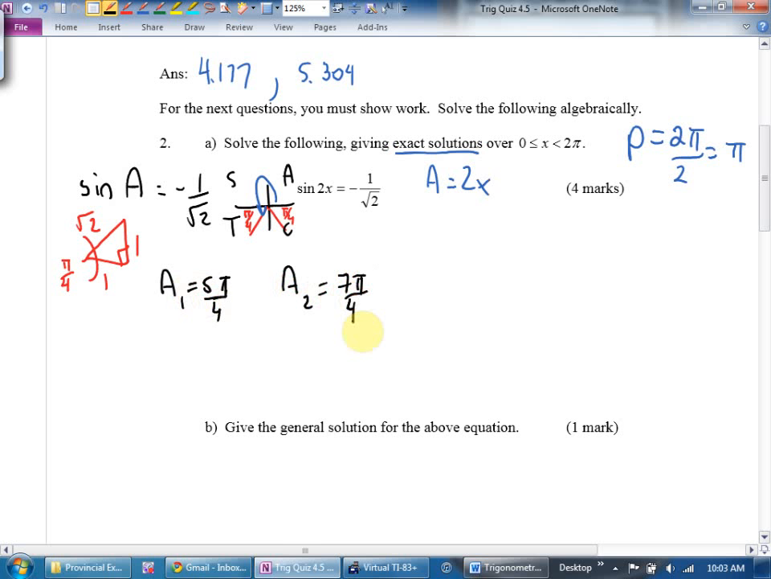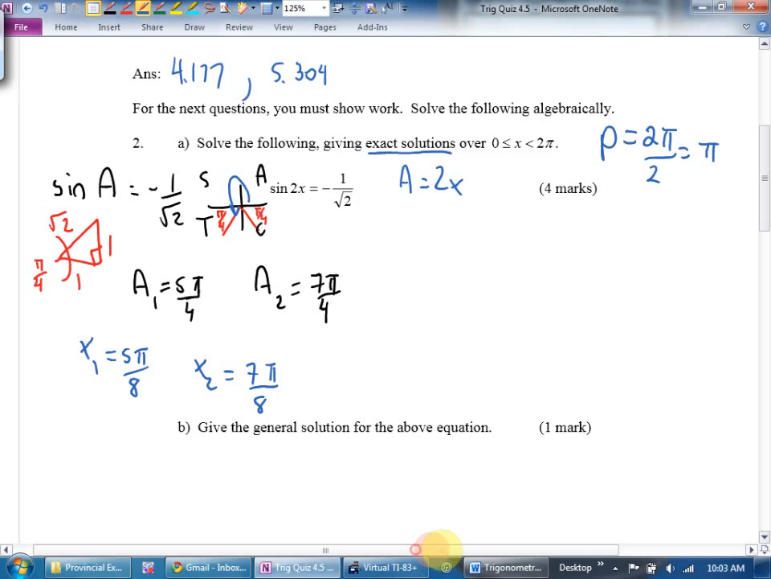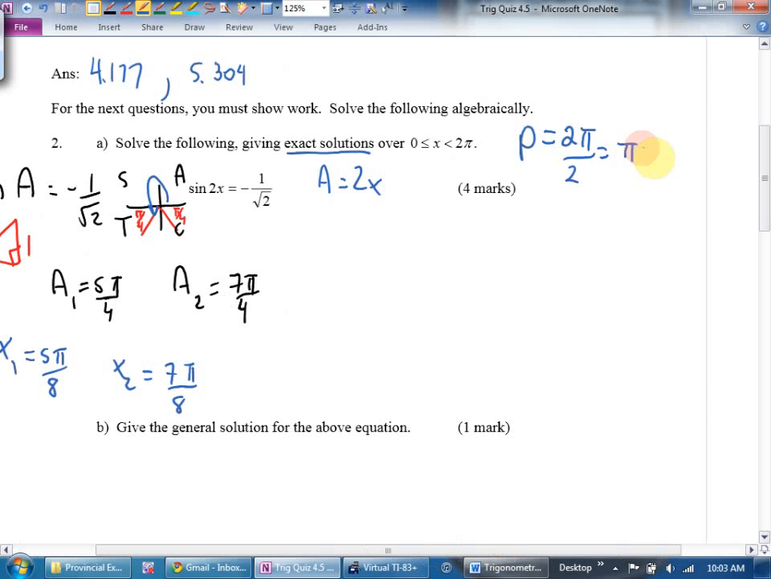But of course, I'm not done. They wanted me to actually find x. To get x, I would divide the a by 2 to get the x by itself. As it turns out, my first x value is 5 pi by 8. And my second x value is 7 pi by 8. And my period is pi, or 8 pi by 8.